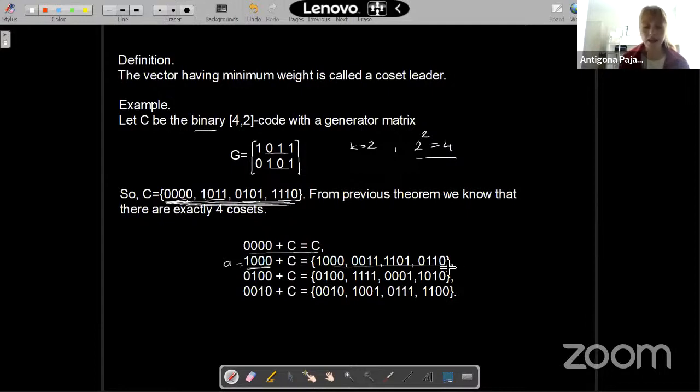The same idea: again, I pick a vector with minimal weight which is not in the first coset, and it's not in C. Then I add it to the vectors of C, and I get the third coset. And then again, the same idea, I get the 4th coset. Why do I stop? Because I know that there are 4 cosets. If I continue, I will get again one of these cosets. So now I have the cosets.